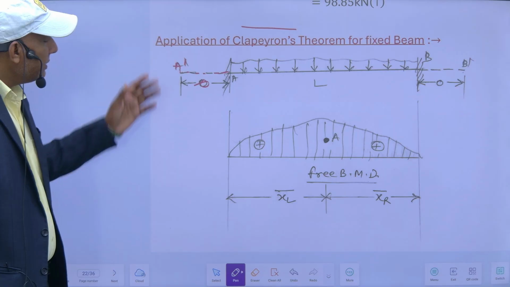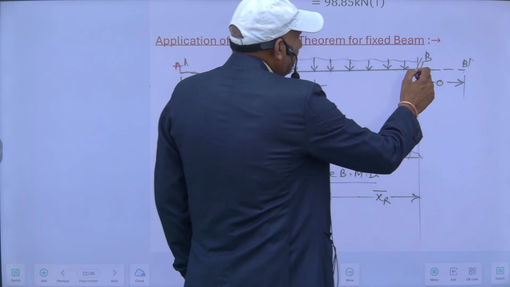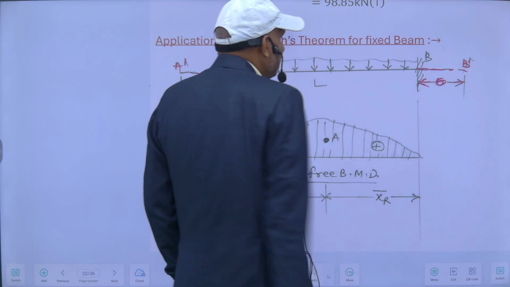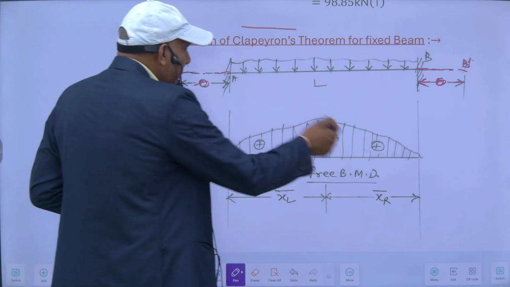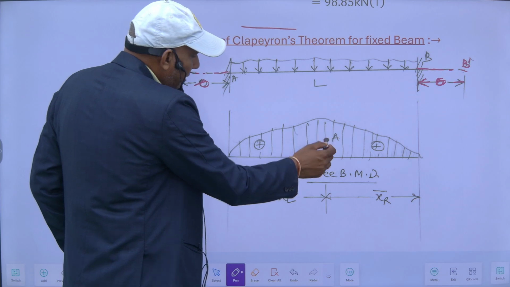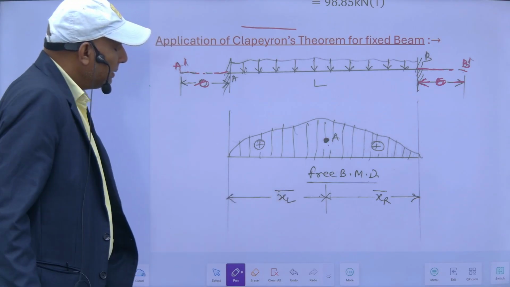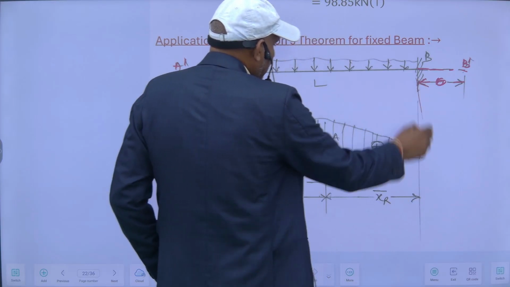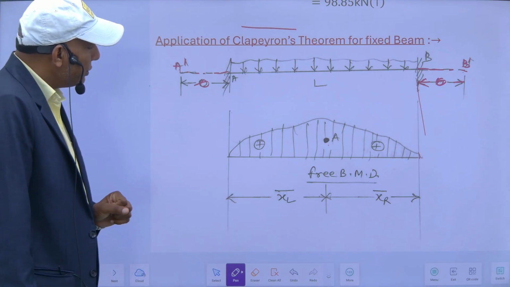Similarly, I will extend this fixed end by a 0 span. This is an imaginary span, and this is B1. So, a 0 span I will extend. Then this is the free BMD of this portion, and the distance of this from the centroid, suppose it is x left bar, and this is x bar right from this end. Then I will apply the three moment equations.